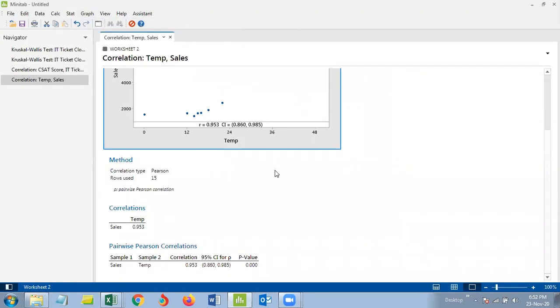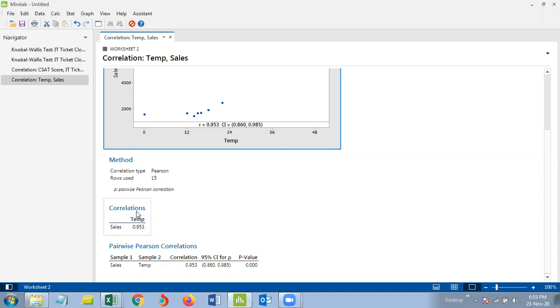Let's have a look at this. The p-value confirms there is a relationship. It's the alternative, yes. Have a look at this R value. It is greater than 0.75, and it's positive. It tells me there's a strong positive relationship between X and Y. There's a strong positive relationship between sales and temperature because it's positive and it's greater than 0.75.